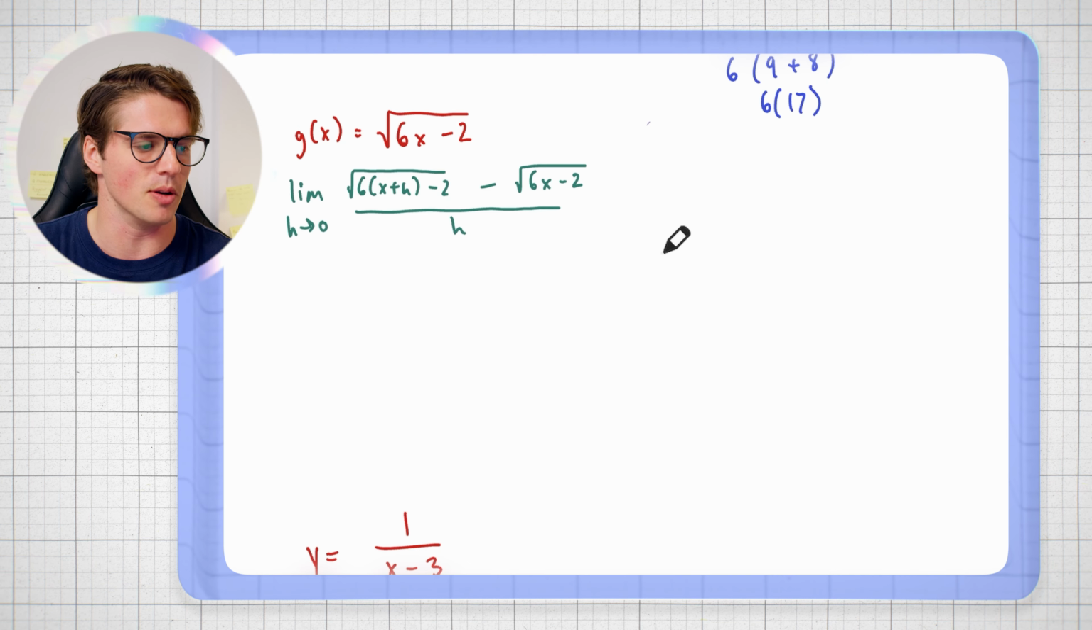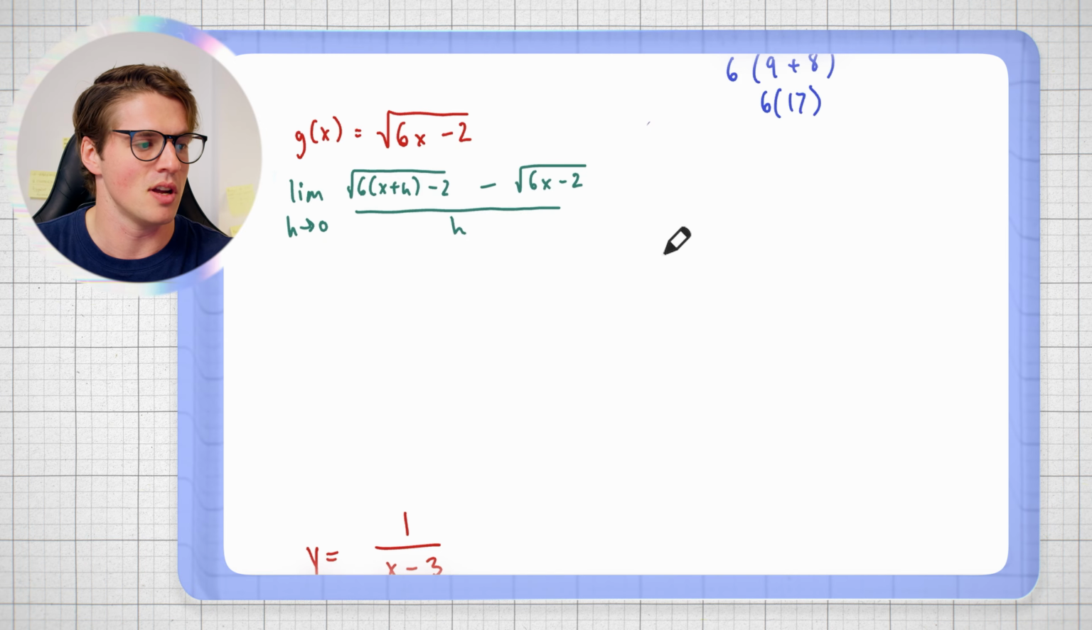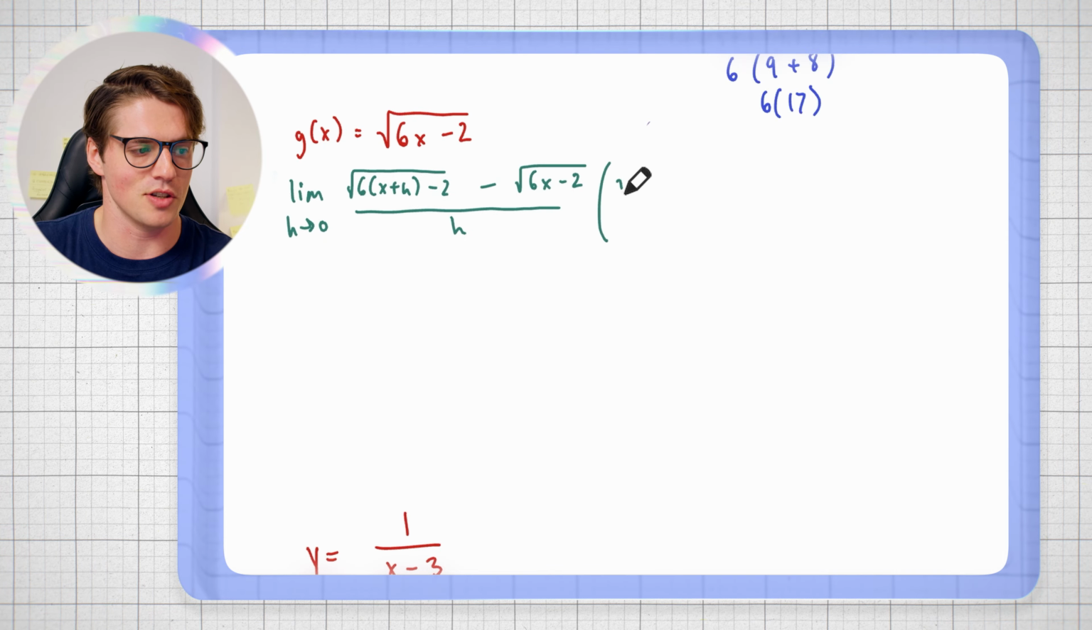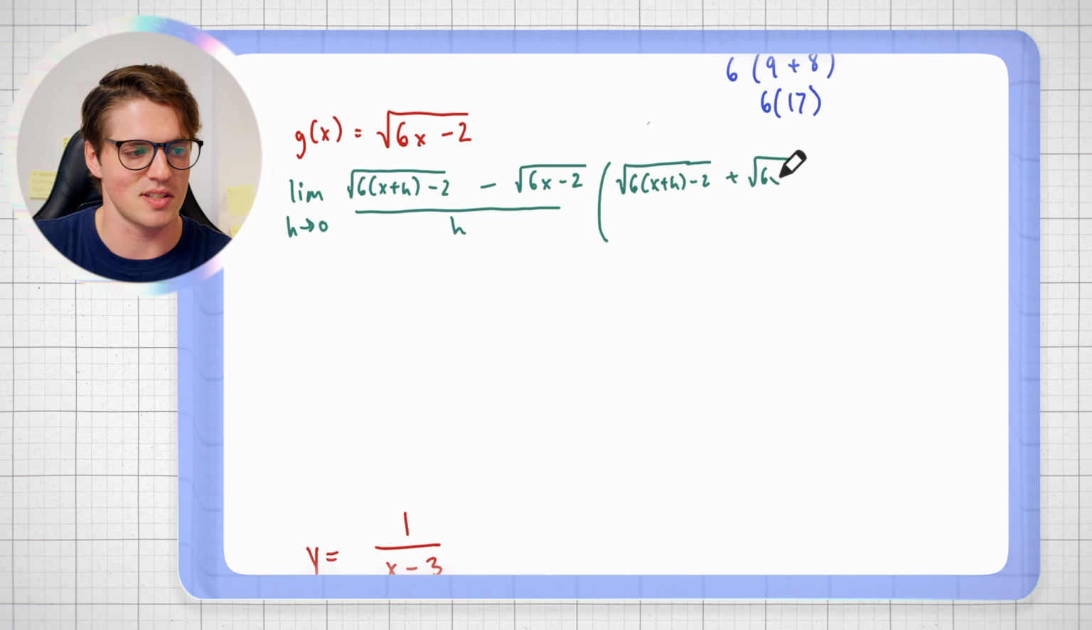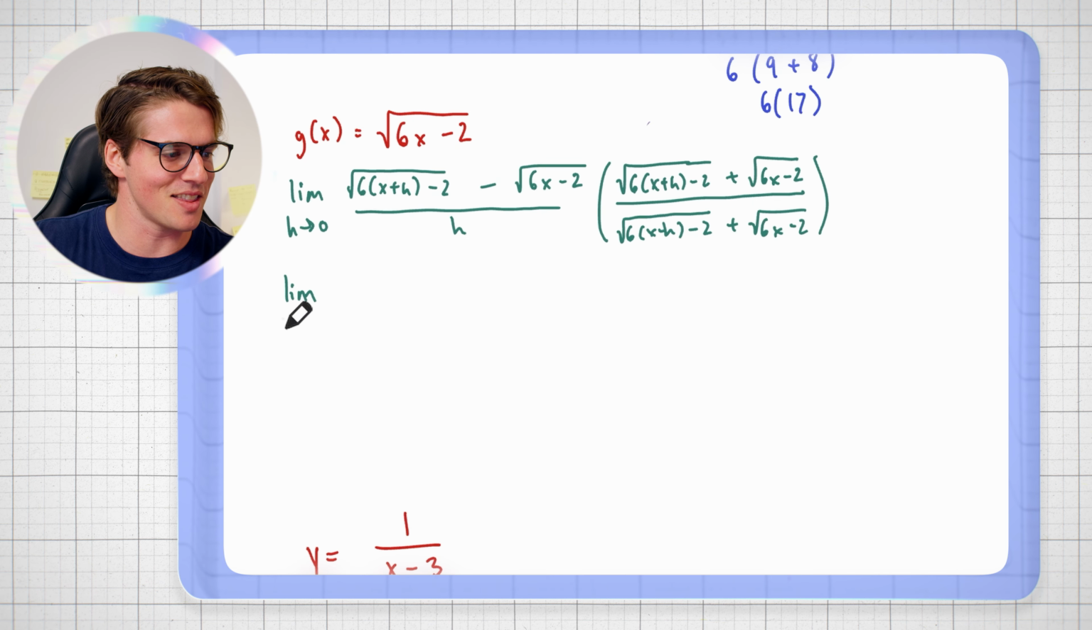Okay, now this is why we did a lot of work with these kind of strange limits in Unit 1, because what do we do here? We're not going to factor. There's not a lot of good canceling we can do. We need to multiply by the conjugate. So the square root of 6x plus h minus 2 plus the square root of 6x minus 2, all over that same expression. Okay, now let's see what happens when we multiply.